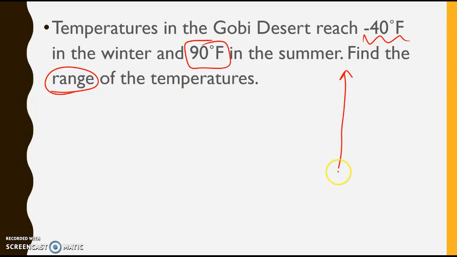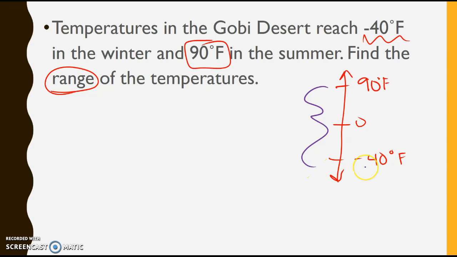So if we think about this like on a number line, which I'm not going to draw an exact one, but if we're at negative 40 here, degrees Fahrenheit, and 90 degrees Fahrenheit here, we want to find how far apart those two numbers are. What's the distance between this negative 40 and 90?